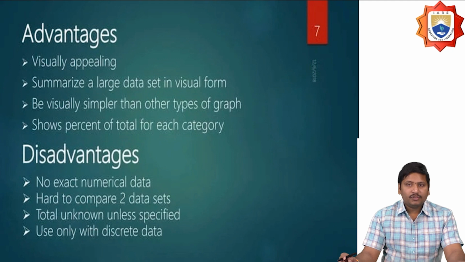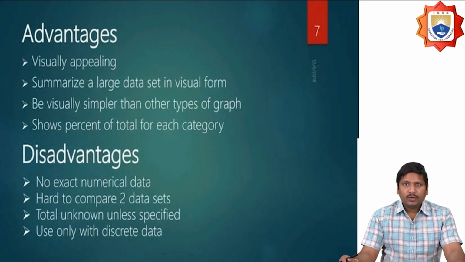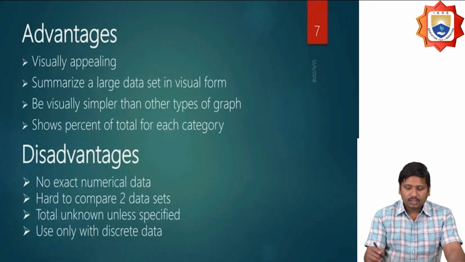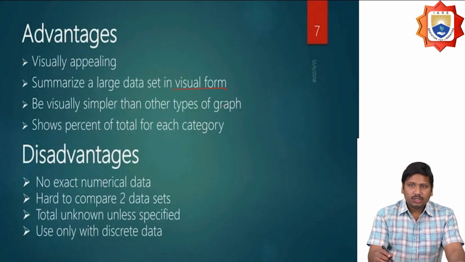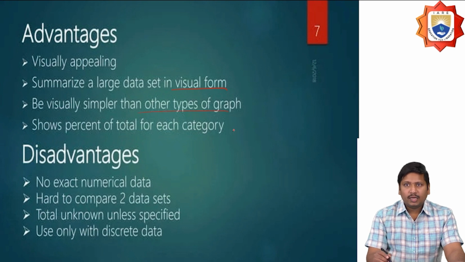So what are the advantages of this one? It should be visually appealing, summarize the data into visual form, and be visually simpler than other types of graph, and should also show the percentage of total of each category. So the advantages: it is visually appealing, it can summarize a large data set into visual form, it looks simple compared to other types of graphs, and it also shows the percentage of total for each category.